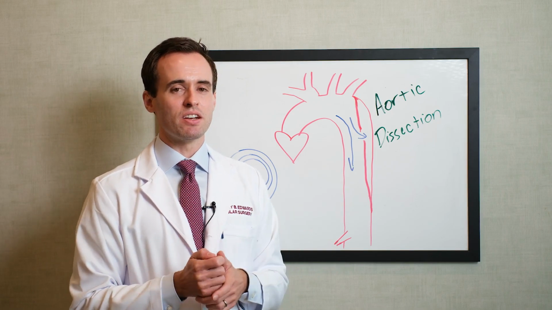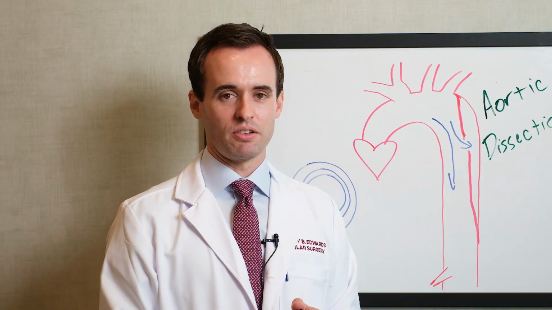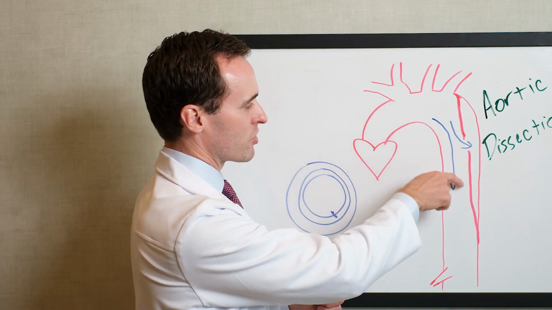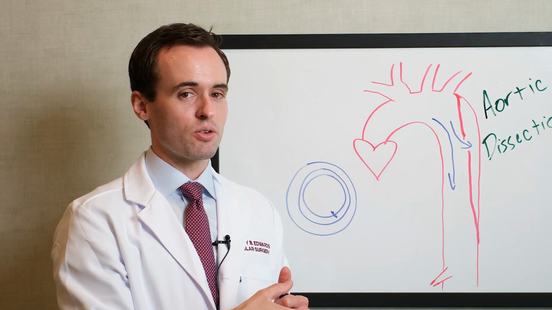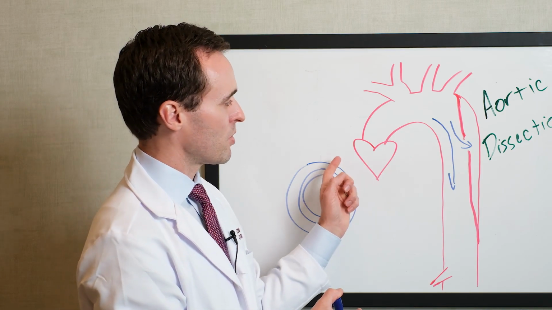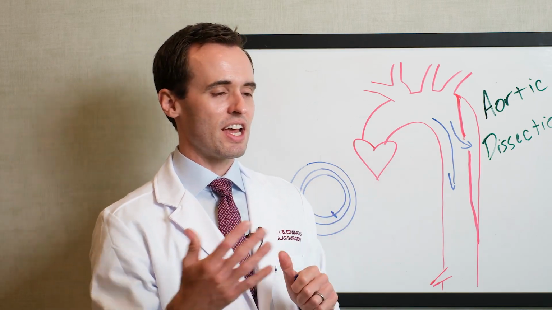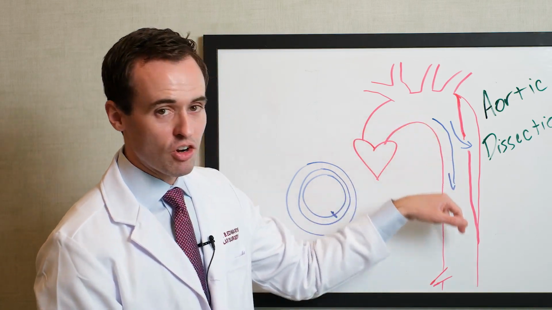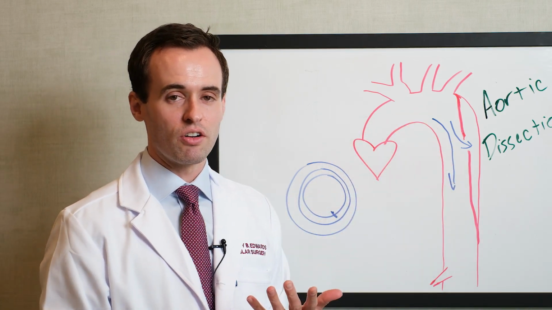And by that, I mean, we want to get the blood pressure down. We want to keep the heart rate down. We want to decrease the pressure that's coming around this aortic arch. We want to decrease what we call shear stress. So this is how much force is coming around that arch that might cause this dissection to tear further.